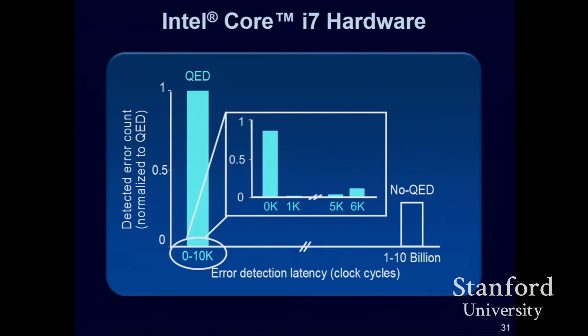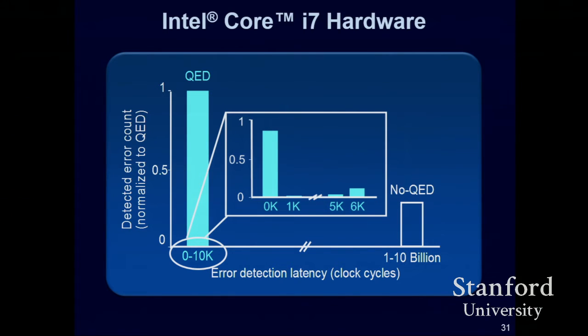Now, if the error got triggered when that library routine was running, you have to get out of that library routine for QED to detect it, and that ended up having very few cases with 5,000 and 6,000 cycles of error detection latency. As you can see, the overwhelming majority was just a few hundred cycles of error detection latency for this very complex chip, just using software only techniques.